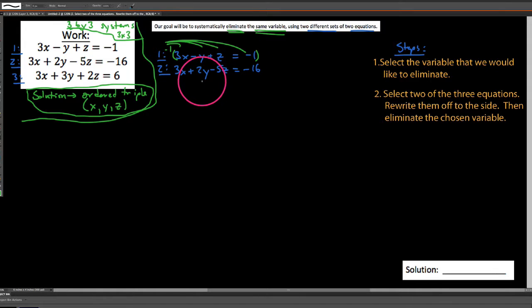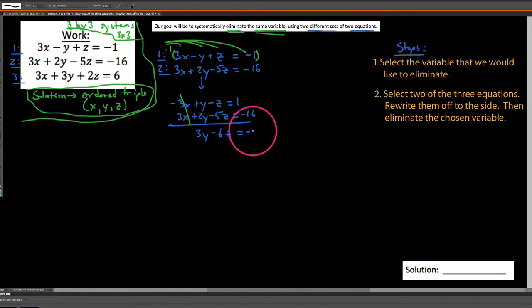And so what results is this. We're going to rewrite our system, and we get -3x in the first equation, positive y, negative z, and a positive 1. And our second equation becomes 3x plus 2y minus 5z equals -16. So this whole eliminate the chosen variable thing, once I've done this here, we get some new equation that is, in this case, 3y minus 6z equals -15.